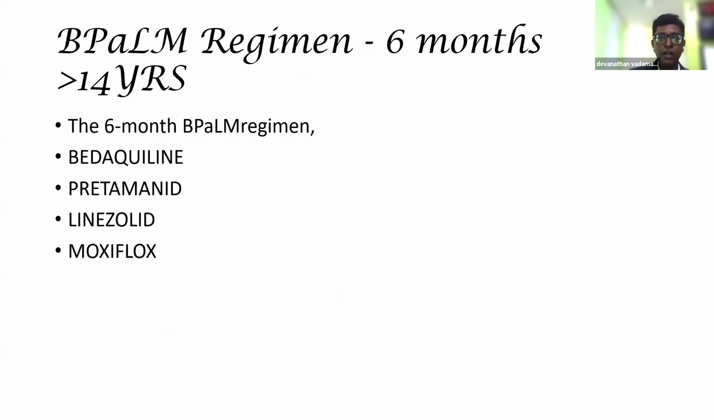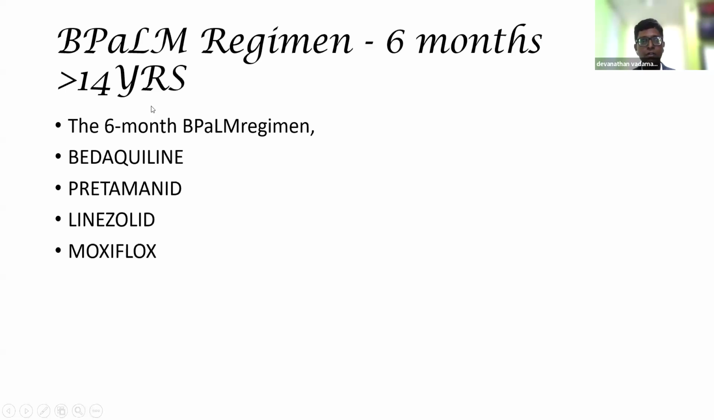The next regimen we are coming to is MDR-TB. For MDR-TB, you need to know 3 regimens. Now, this is the recently introduced BPaLM regimen. It's a 6 months regimen, given only for age above 14 years. So you give 4 drugs for 6 months, simple, with no intensive phase or continuation phase: bedaquiline, pretomanid, linezolid, and moxifloxacin, each for 6 months.